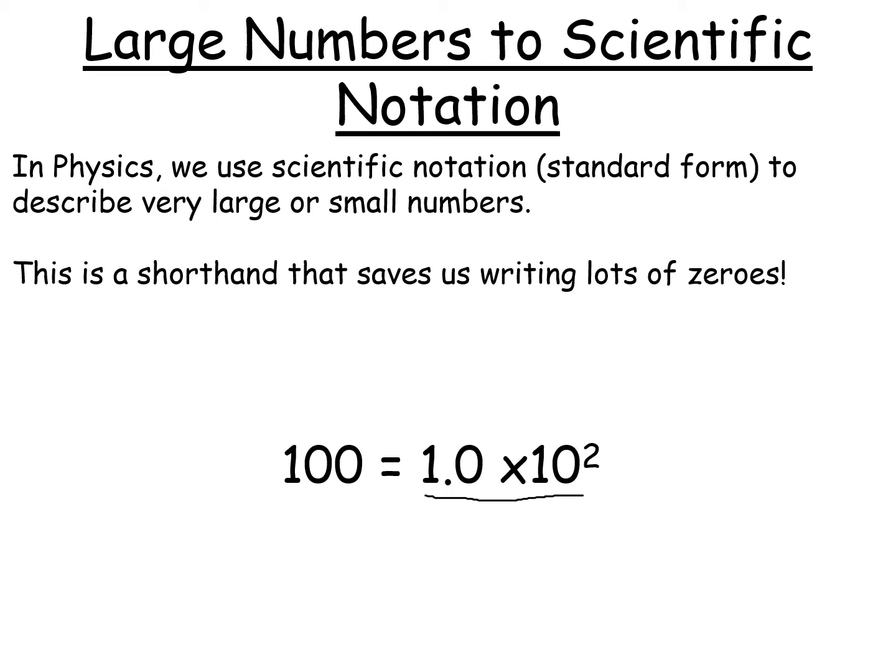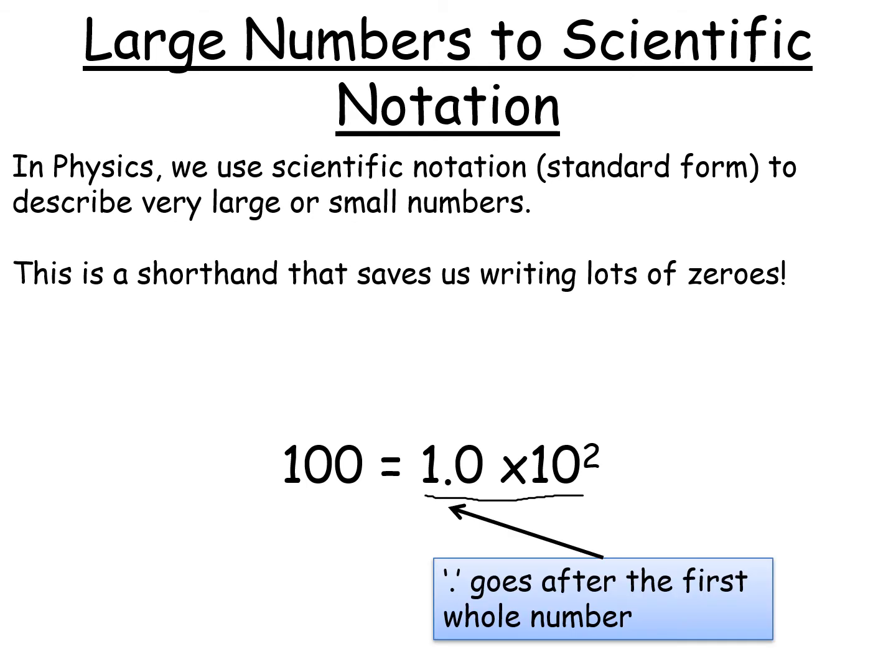So first of all, we've got the number 100, and this is it in scientific form on the right hand side. To get the scientific form, we do the following. First of all, we figure out what the first whole number is, which is 1 in this case. Then we put the dot after the 1. Now, what goes after the dot is what comes after the whole number. But because I've only got zeros there, I only need to put 1 0.